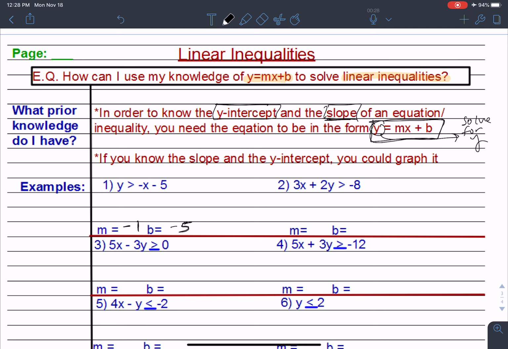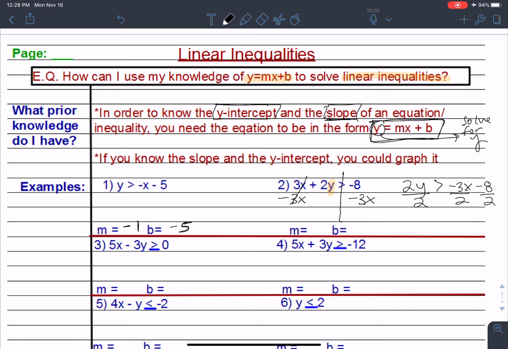For the next one, I have to get it into y equals, or y equals mx plus b. So I'm solving for the letter y. So the first thing I'm going to do is subtract 3x from both sides. 3x minus 3x is 0. So I have 2y is greater than, and remember I can't subtract an x from a constant, so I just write -3x minus 8. Then my last step is to divide everything by 2, like so.